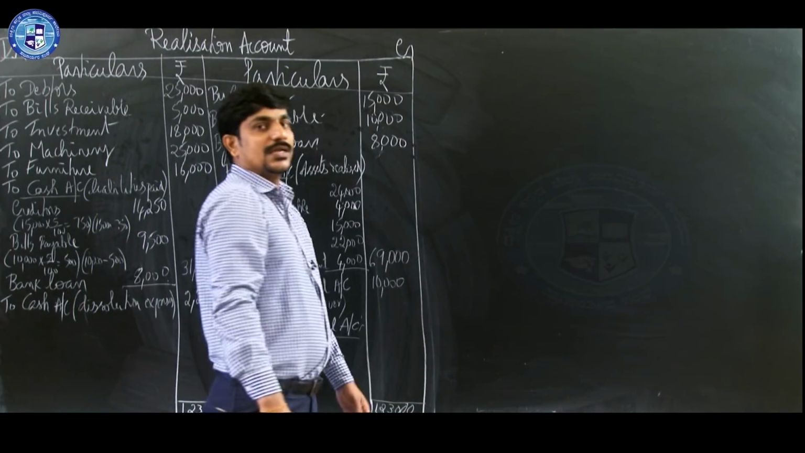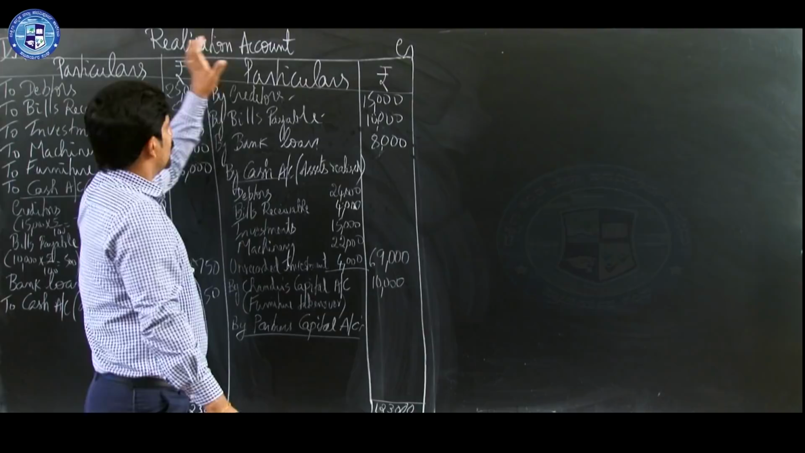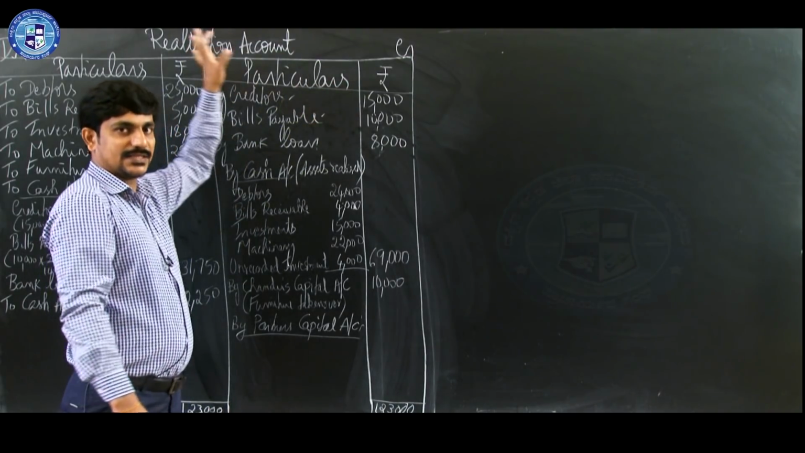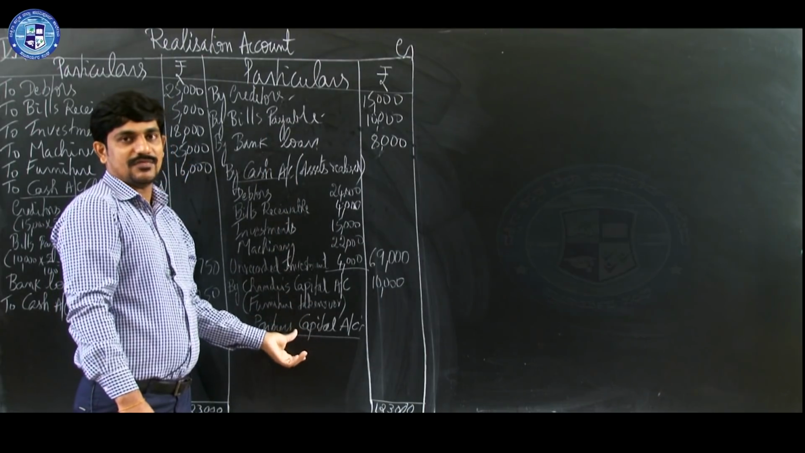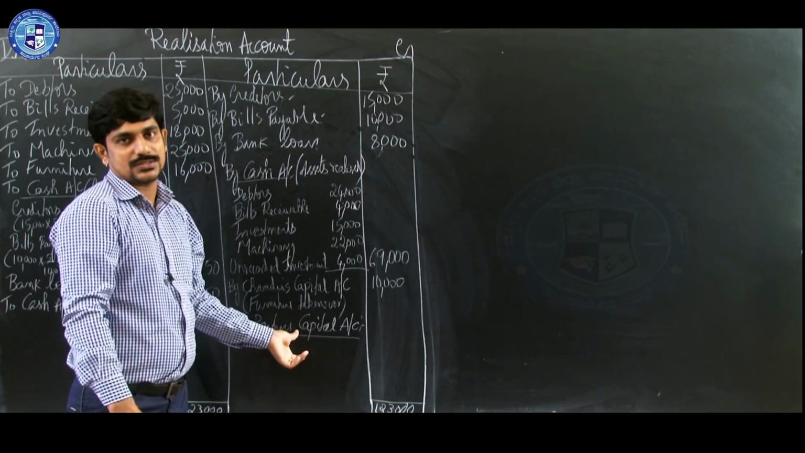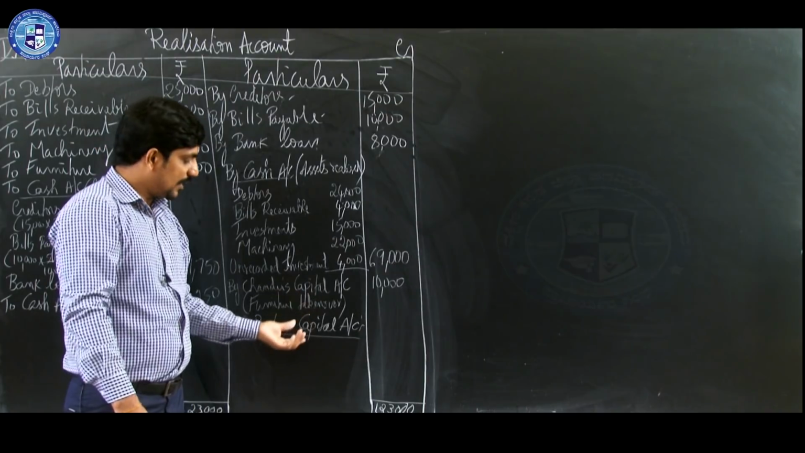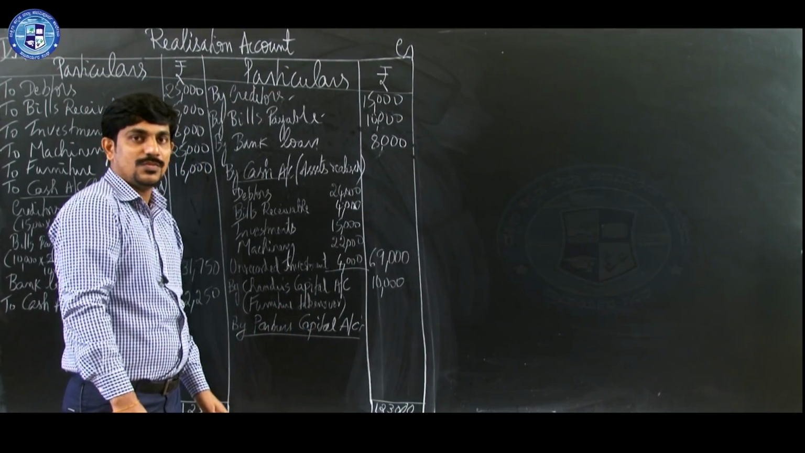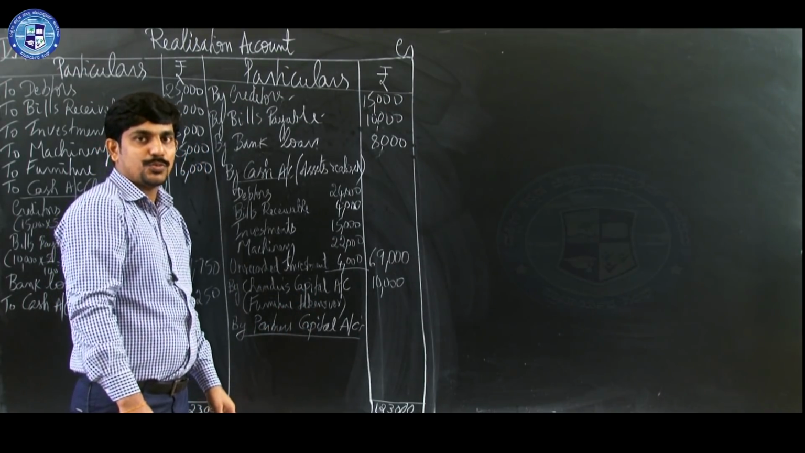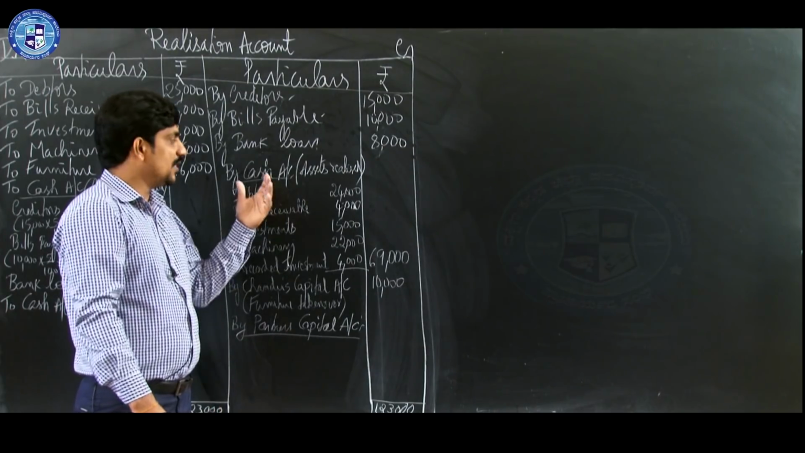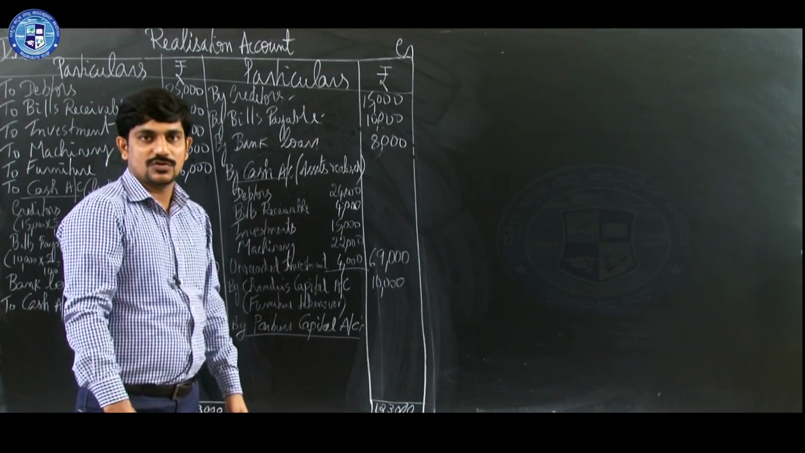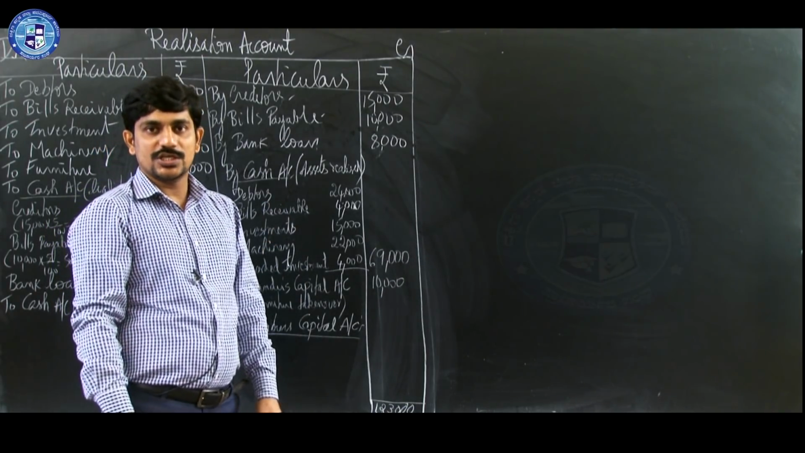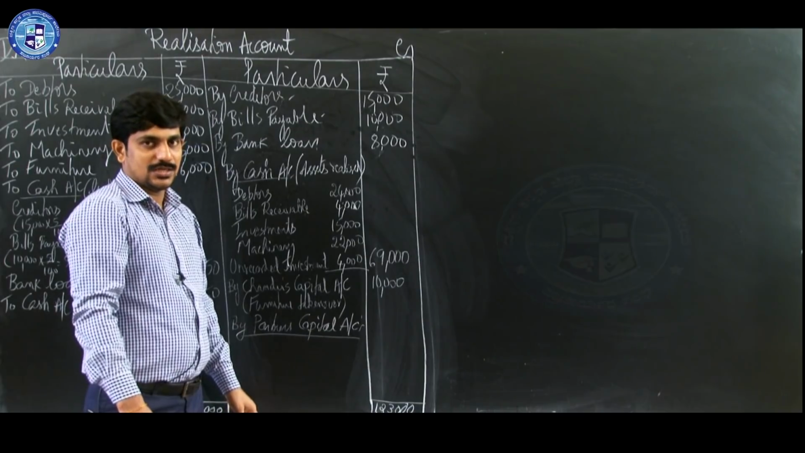Now here which side is more, students? The debit side is more than the credit side, meaning expenses are more than the income. So this amount 11,000 is what? Loss. And that loss of 11,000 you have to distribute among the partners according to their profit and loss sharing ratio. Whether the realization account shows a profit or a loss, we need to distribute it among the partners according to their profit and loss sharing ratio.